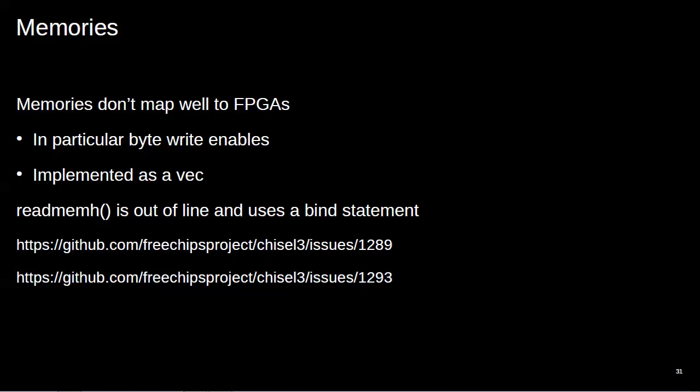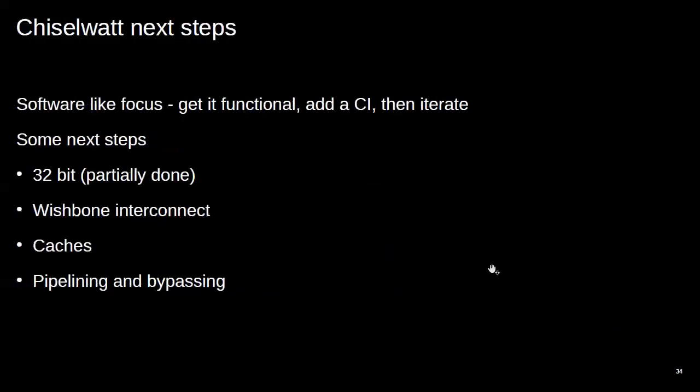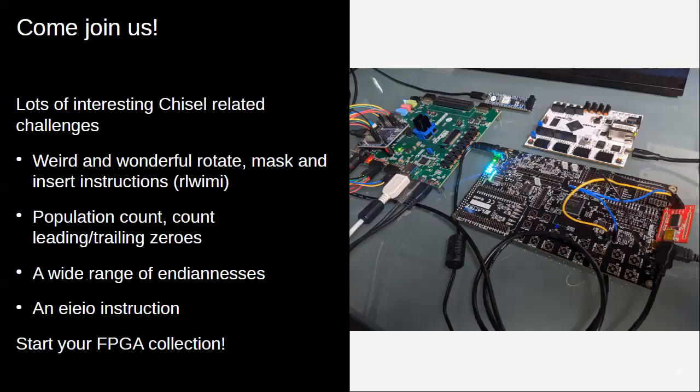So come join us. There is actually a bunch of interesting Chisel challenges. We have a bunch of really interesting, maybe weird instructions on PowerPC. We have the rotate left word immediate then mask insert instruction. We have population count, we have count leading zeros, we have count trailing zeros. We have a range of endianness, we have both. We don't have PDP endian, so I guess we have 2 of 3. And we have an EIEIO instruction, so lots of interesting things to play with.